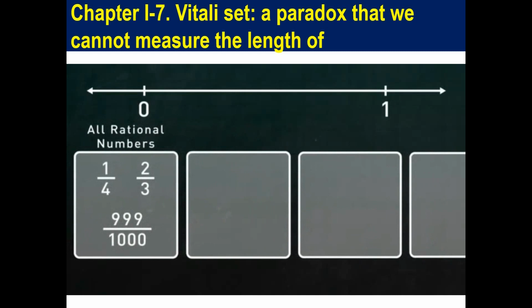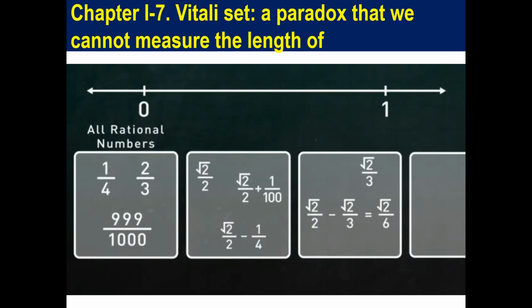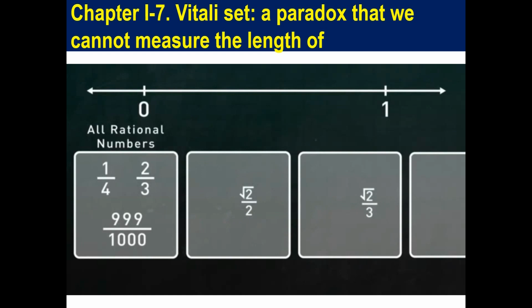For example, one bin will contain the square root of 2 divided by 2, and all the numbers that differ from it by a rational, like the square root of 2 divided by 2 plus 1/100, and the square root of 2 divided by 2 minus 1/4. What about the square root of 2 divided by 3? Well, the square root of 2 divided by 2 minus the square root of 2 divided by 3 is the square root of 2 divided by 6, which is irrational. So, the square root of 2 divided by 3 is in a different bin than the square root of 2 divided by 2. In this way, all the numbers between 0 and 1 show up in exactly one bin.